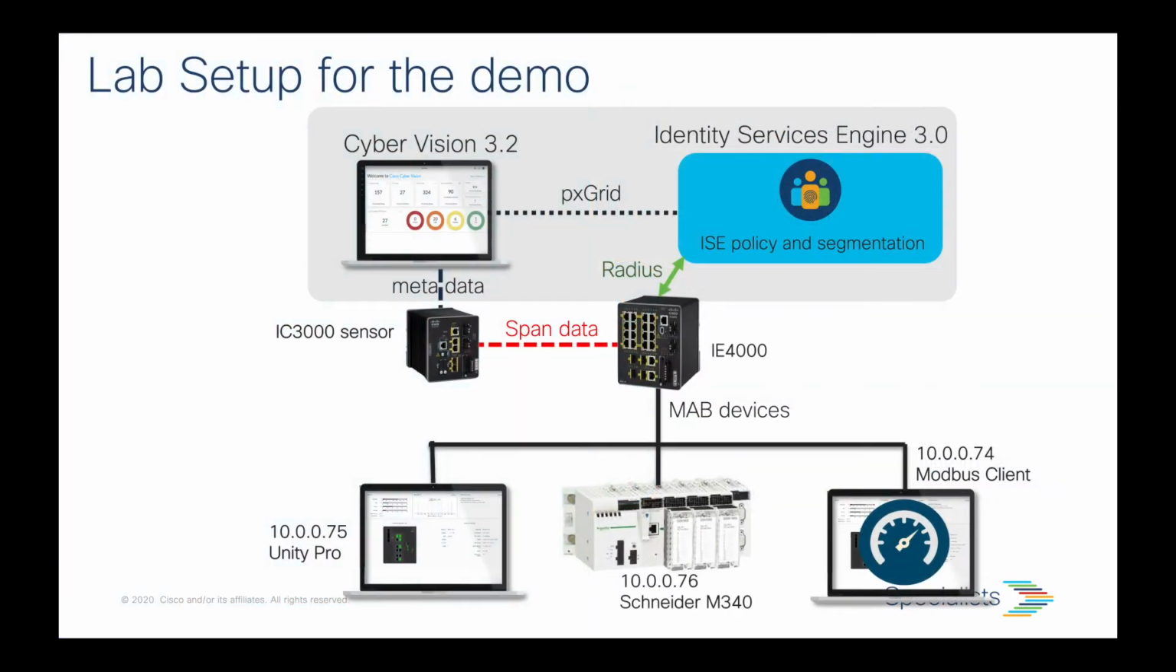So, a quick examination of the lab setup for this demonstration. You can see from a platform perspective, I've got Cisco Cyber Vision 3.2 connected over a pxGrid interface to Identity Services Engine 3.0. The Cyber Vision platform is collecting SPAN data from an IC3000 sensor, which is connected into a port on the IE4000. The IE4000 is RADIUS connected for the TrustSec segmentation component into Identity Services Engine.